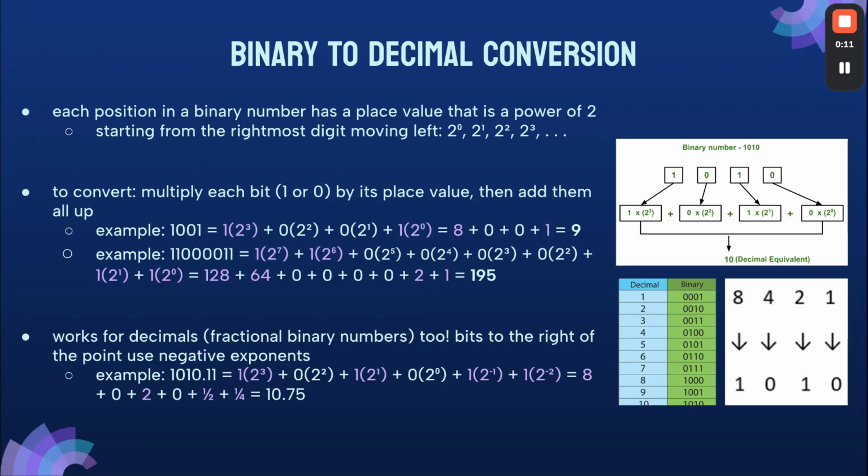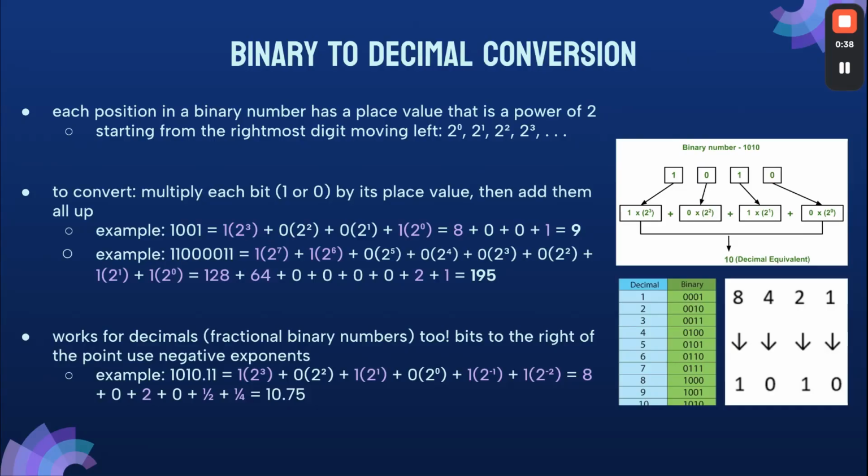Each position in a binary number has a place value that is a power of 2. Starting from the rightmost digit moving left, you would go from 2 to the 0th power, 2 to the 1st power, 2 to the 2nd power, 2 to the 3rd power, and so on. To convert binary to decimal, you multiply each bit, which is 1 or 0, by its place value and then add them all up.